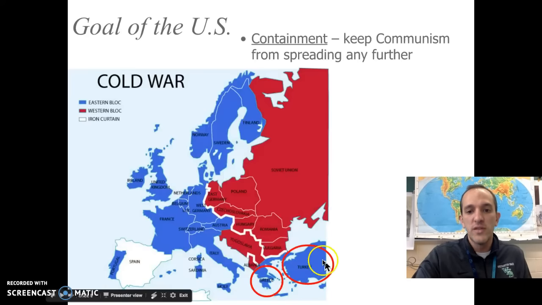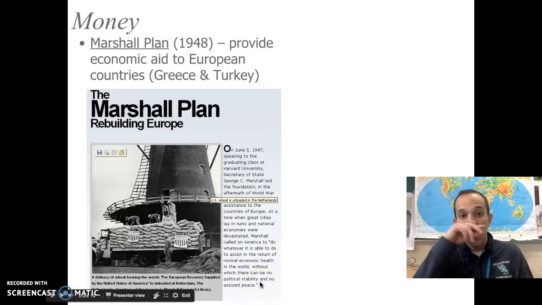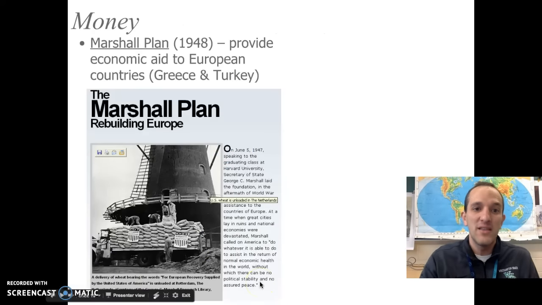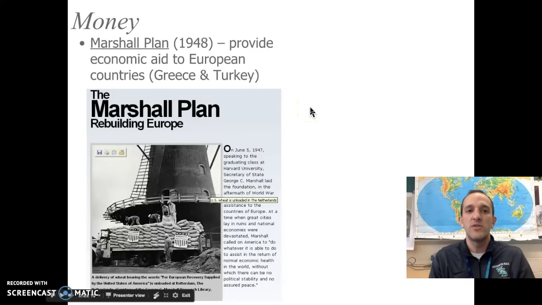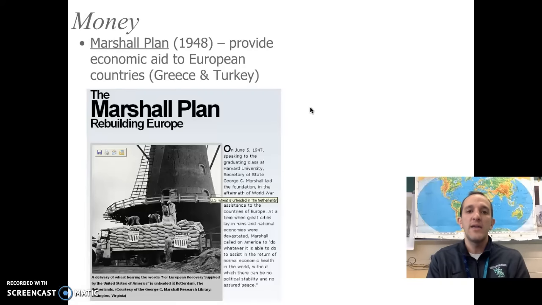So we're really going to focus on these 2 countries down here, Turkey and Greece. And one way the United States does it is they give money to these countries. And this is called the Marshall Plan. Some terms here. Make sure you write these down and understand this. The U.S. is going to give money, give economic aid to European countries, specifically Greece and Turkey, to make sure they don't decide to go communist.